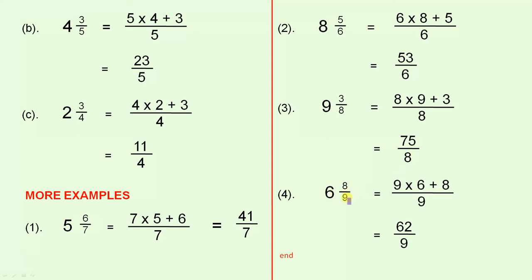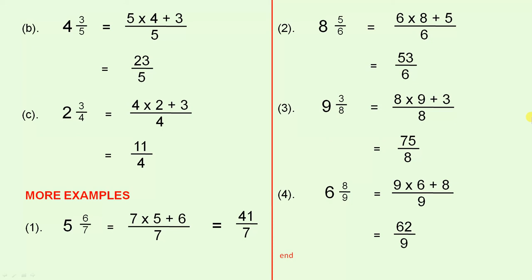6 8/9. 9 times 6 plus 8. 9 6s are 54, plus 8 is 62 over 9. So it's 62 over 9. So you notice in each case, the improper fraction has the numerator, which is larger than the denominator.